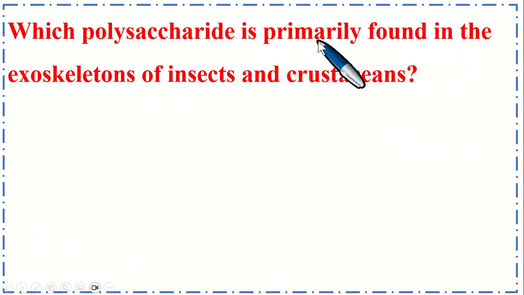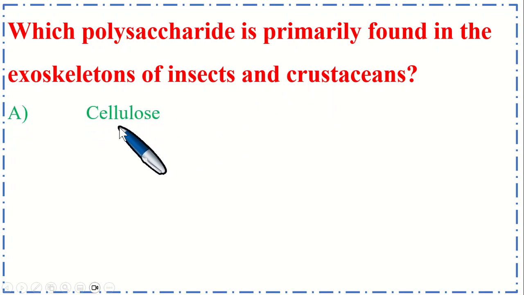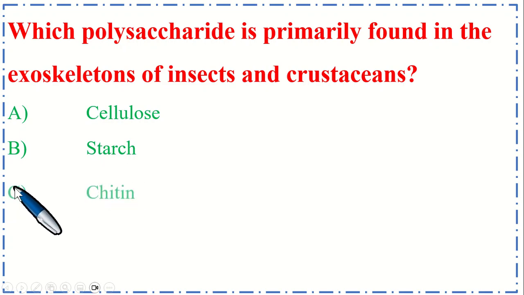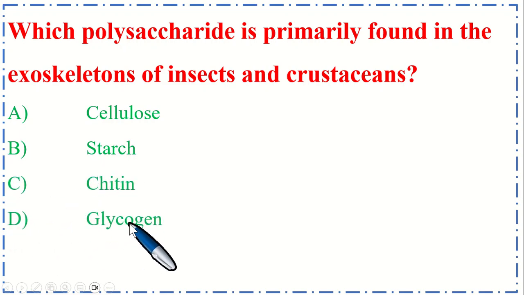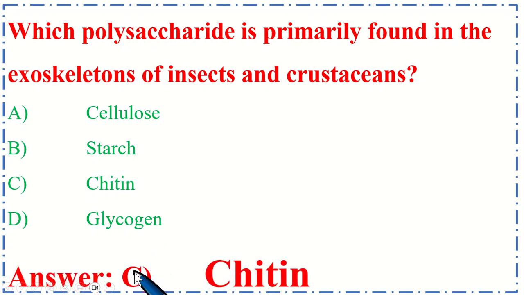Which polysaccharide is primarily found in the exoskeletons of insects and crustaceans? Option A, cellulose, B, starch, option C, chitin, and option D, glycogen. So the correct option is C, chitin.